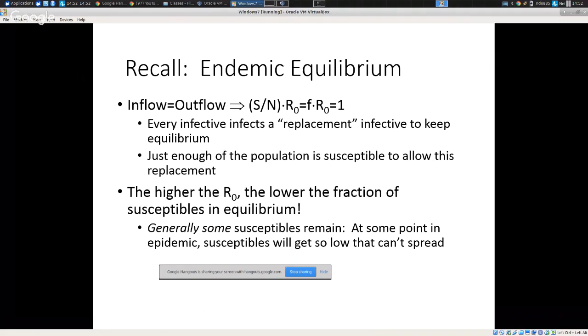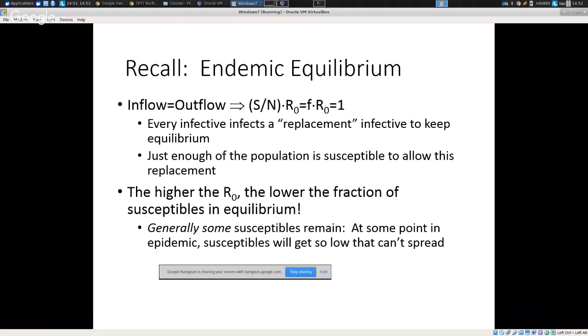And R star equals 1 is just at the threshold. It won't catch in the population. R star equals 1 is that key threshold, okay, where it's in balance. Let's consider a situation where we want to achieve infection decreases, okay?